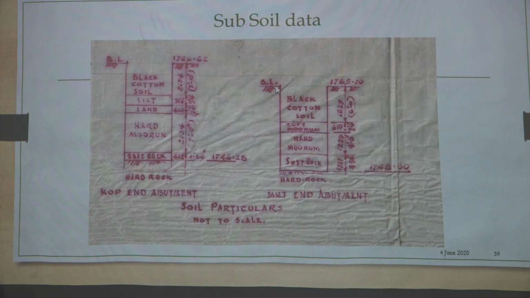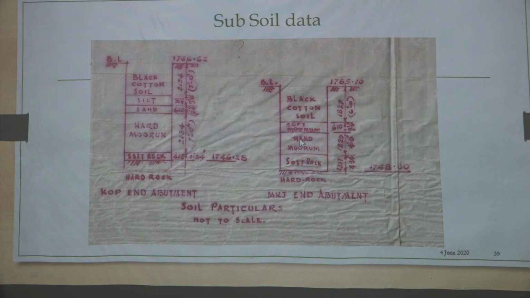This is the soil test report we got from the Indian Railway. You can clearly see that they have carried out soil exploration about 20 meters deep. This level is 1766.62 and this is 1746, meaning about 20 meter depth they have explored here. This is towards the Kolhapur end abutment and this is towards the Miraj end. So, the bridge is located between the railway section from Miraj to Kolhapur.